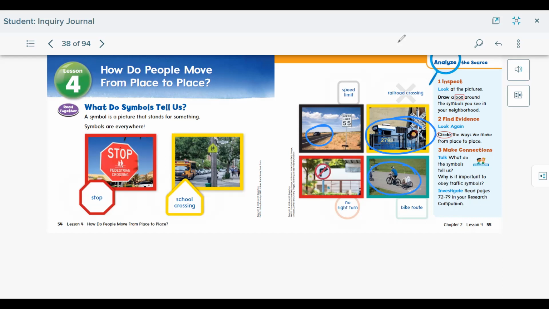So it's important to obey these traffic symbols. It keeps us safe, and it keeps us at the right speed so that we don't hit anyone and we don't cause any accidents.